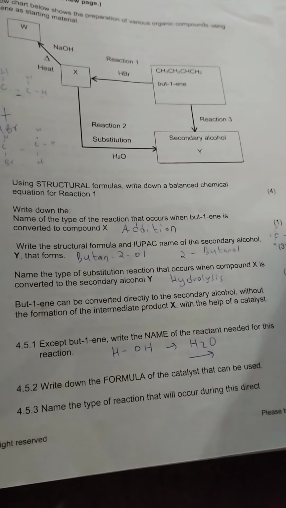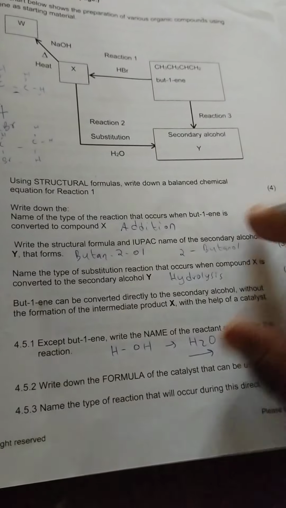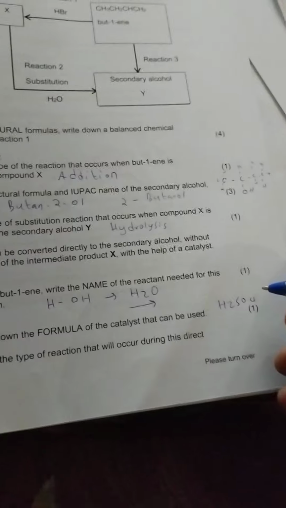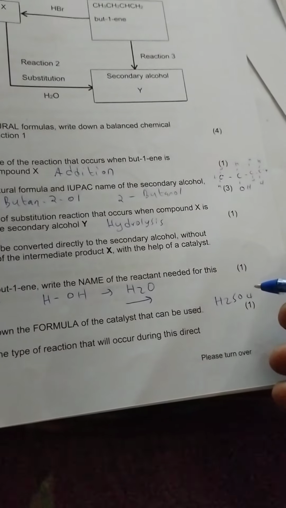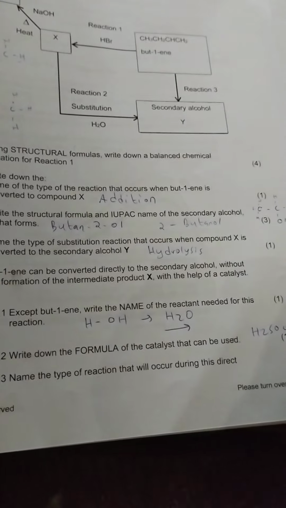So 4.5.2, write down the formula of the catalyst which can be used. The most common catalyst, which is also used for esters, is H2SO4. This is always my go-to guy. Whenever I'm stuck, I'm like, yo, which catalyst to use? H2SO4 is the most commonly used catalyst for this type of reaction, right?